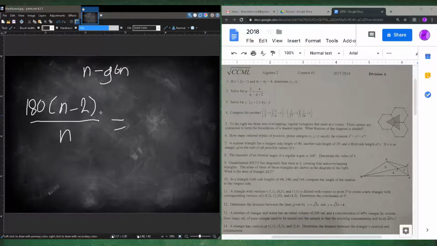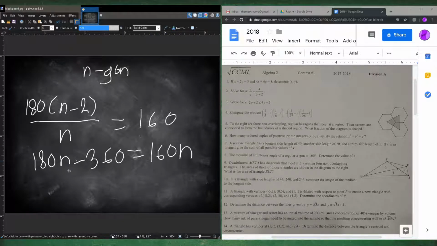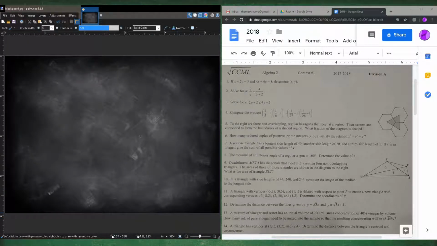So this formula is equal to 160, because that's what they said. Let's distribute that out. 180 n, and 180 multiplied by negative 2 is negative 360. And 160 times n is 160 n. Subtract: 180 minus 160 is 20n. Then move the 360 to the other side. 360 divided by 20 is 36 divided by 2, which is 18. So our number of sides is 18. Basically just that easy. If you know your formulas, you save a lot of time.